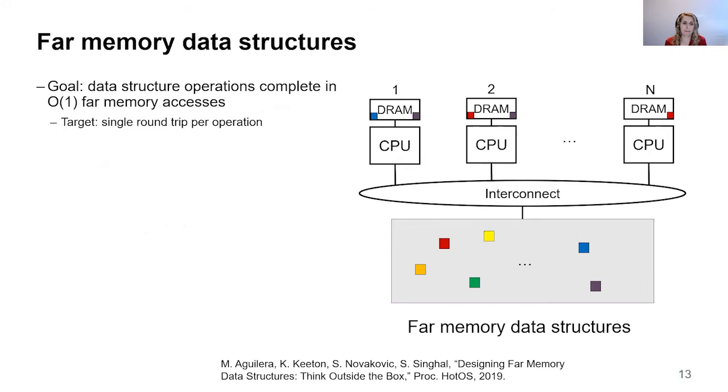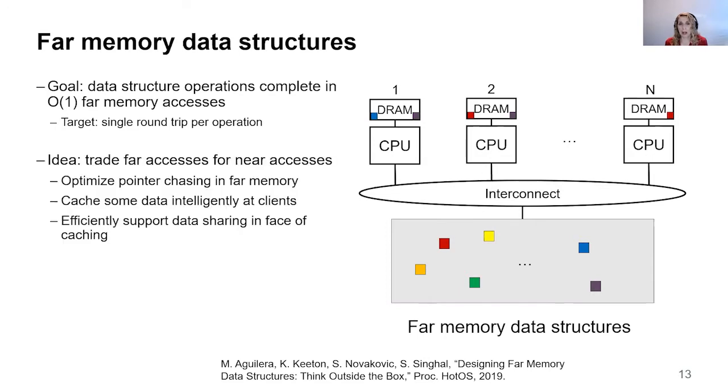To overcome that long far memory latency, we're going to try to get to the point where we can actually do data structure operations that will complete in a constant number of far memory accesses. Ideally, just one far memory access. And in order to do that, we're going to have to trade off what we would normally do as a far memory access and make it more of a near memory access. And we'll do that by trying to find ways of optimizing pointer chasing in the far memory, trying to intelligently cache data in the near memory, and then finally trying to find a way of efficiently supporting sharing of the data that's being cached across the different nodes. And so for the purposes of this part of the talk, I'm just going to focus on those first two ideas.